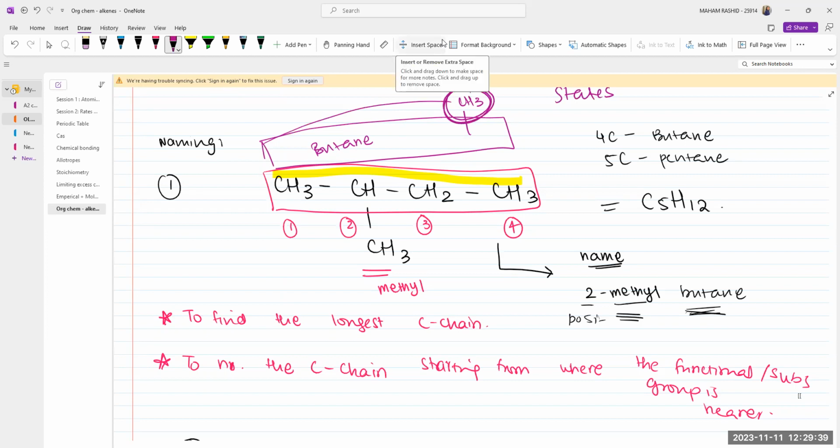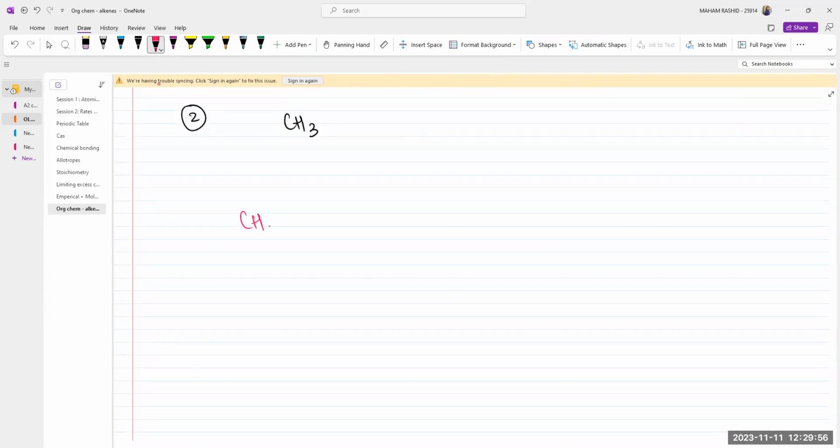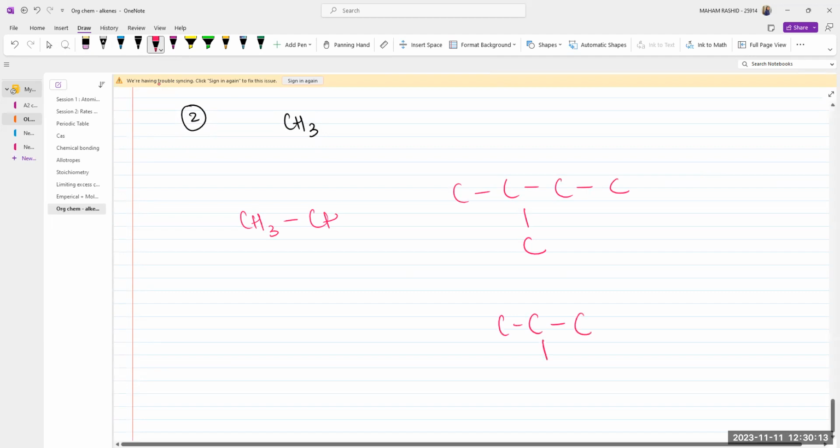Why do we name it? So you can actually tell what your whole structure looks like. If you just say that my structure is a pentane, how would anybody know what's inside it? Your pentane could be a CH3, your pentane could be this, or it could be this as well, right? Now this also has 4 carbons and a methyl group.